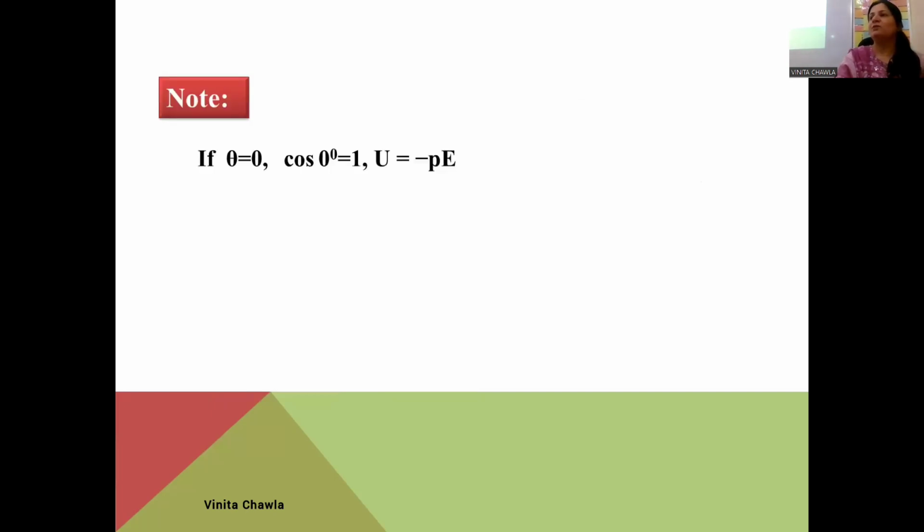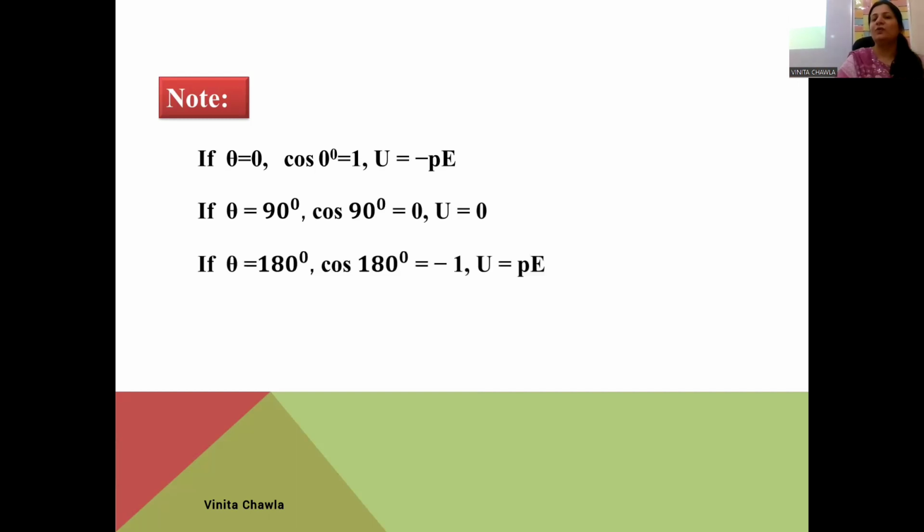What if theta is 0 degree? What if we want to rotate the dipole from 90 degree to 0 degree? अगर 90 डिग्री से 0 डिग्री पे रोटेट करेंगे तो माइनस पीई कॉस थीटा है. थीटा बिकम्स 0 डिग्री. Cos 0 degree is 1 and our electric potential energy is minus PE. Okay, at theta equal to 90 degree, electric potential energy is 0. At theta equal to 180 degree, electric potential energy is plus PE, because cos 180 is equal to minus 1. We have minus PE cos theta.